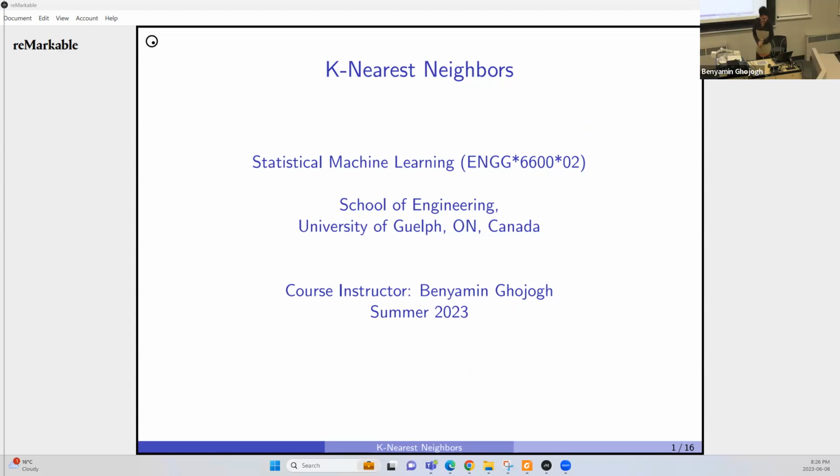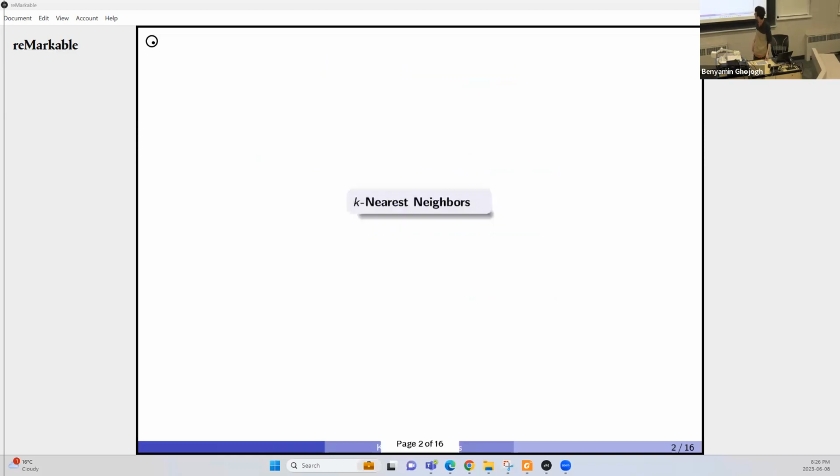So although you might think it is too easy to listen to, no, it has some insights, and you will see that even in the later slides of this slide deck, it becomes more complicated and interesting. Okay. So first off, let's talk about k-nearest neighbors.